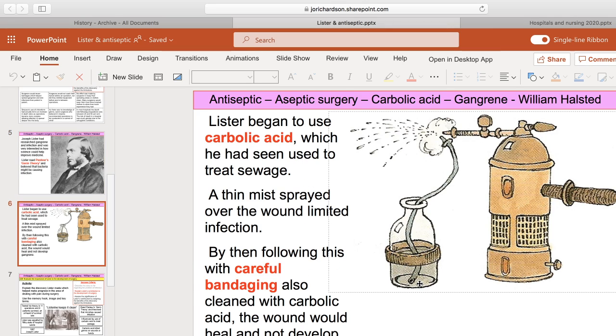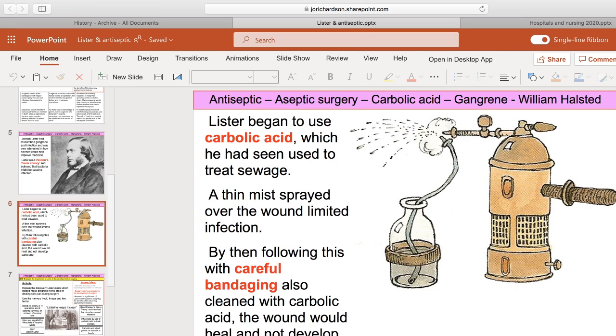So what he did is he began to use carbolic acid. Now, this is the niche knowledge that you need. When you think of Joseph Lister, you need to think he developed an antiseptic, and that was carbolic acid. Carbolic acid was used to treat sewage. So he thought, well, maybe it could be used in the same way. So he used this sort of device here, a thin mist to be sprayed over the wound, which limits the infection. And then he would carefully bandage the wound using carbolic acid to clean the bandaging.